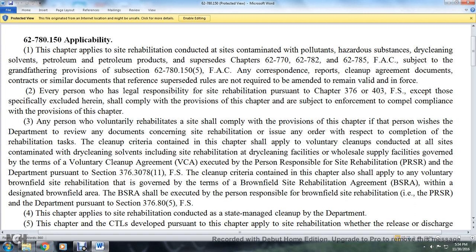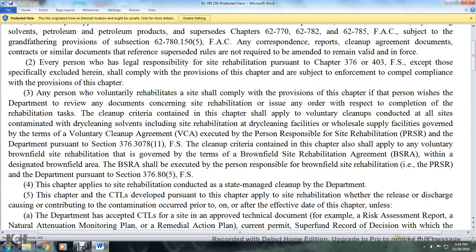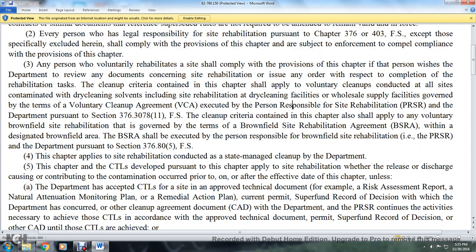The cleanup target levels developed pursuant to the chapter apply to site rehabilitation whenever the release or discharge causing or contributing to the contamination occurred prior to, on, or after the effective date of the chapter, unless the department has accepted cleanup target levels for the site approved in a technical document, for example, a risk assessment report, natural attenuation monitoring plan, remedial action plan, current permit, or Superfund record of decision, where the department has concurred with the cleanup agreement documentation of the department.